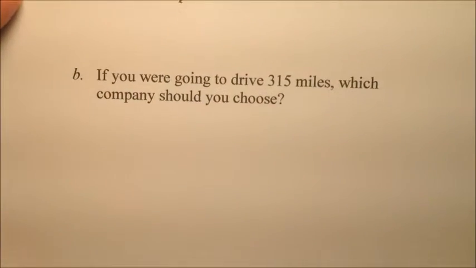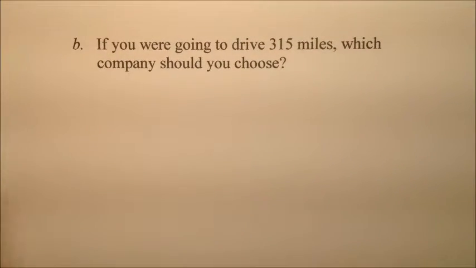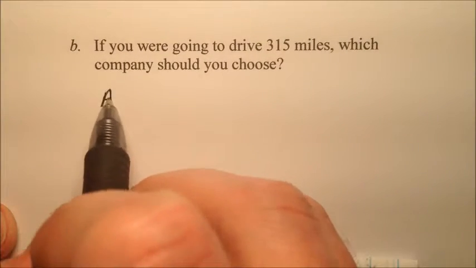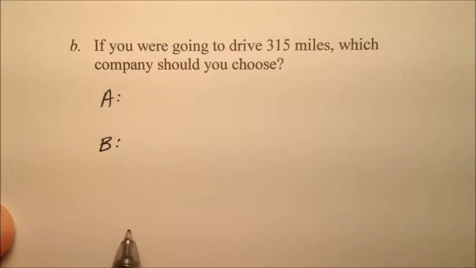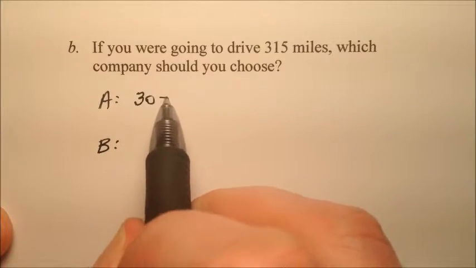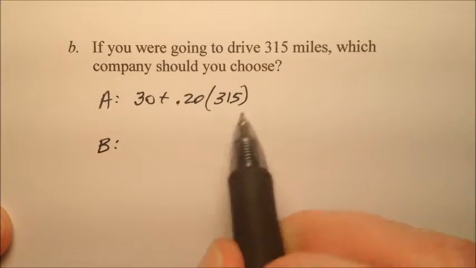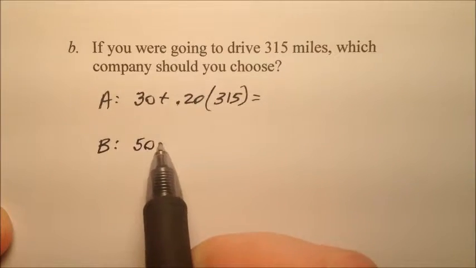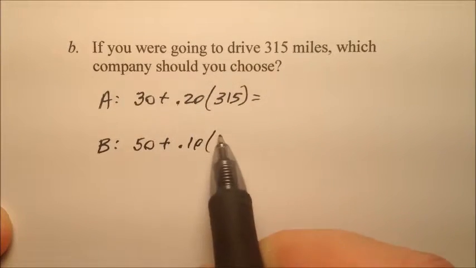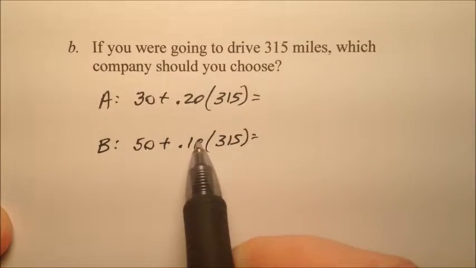Part B, let me slide down here, says if I was driving 315 miles, which company should I choose? Okay, well again, let's set up company A, company B. Company A is $30 plus 20 cents at 315 miles. And company B is $50 plus 10 cents for 315 miles.